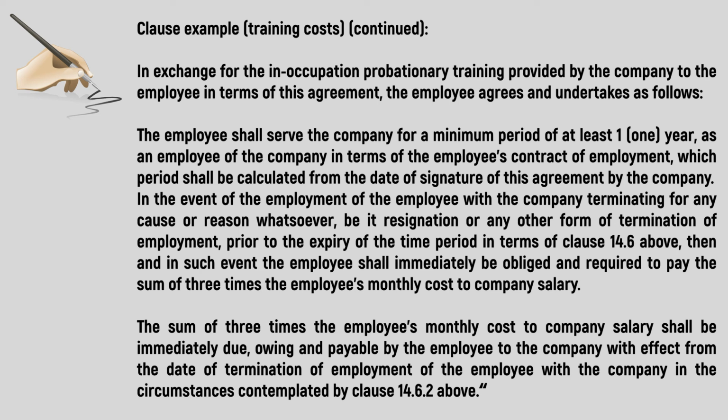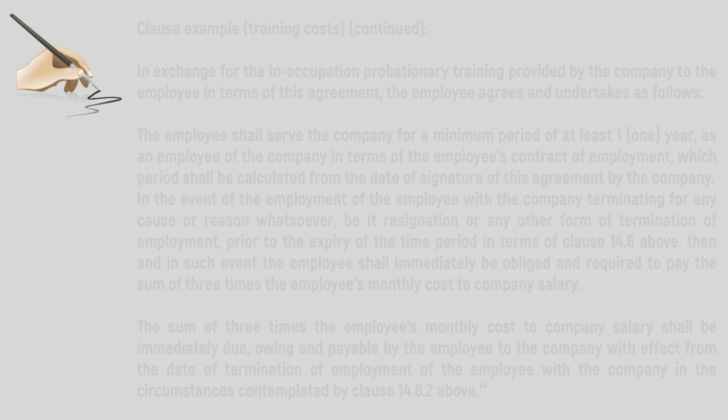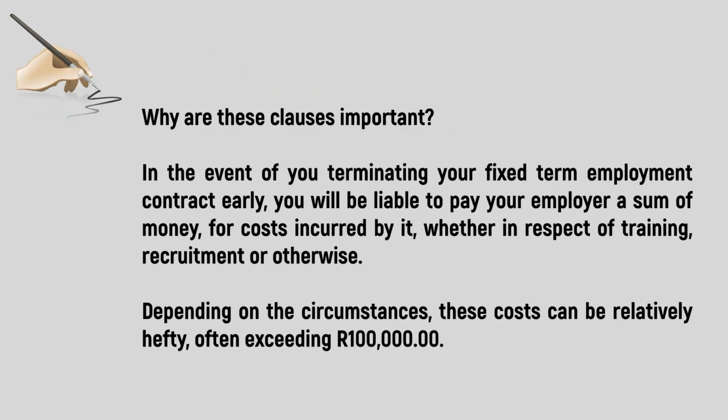The sum of 3 times the employee's monthly cost to company salary shall be immediately due, owing, and payable by the employee to the company, with effect from the date of termination of employment of the employee with the company in the circumstances contemplated by clause 14.6.2 above. Why are these clauses important? Well, the importance is pretty obvious.